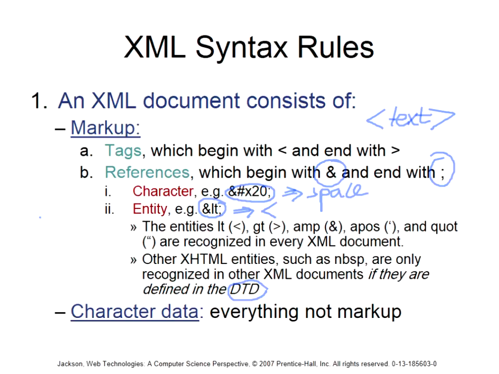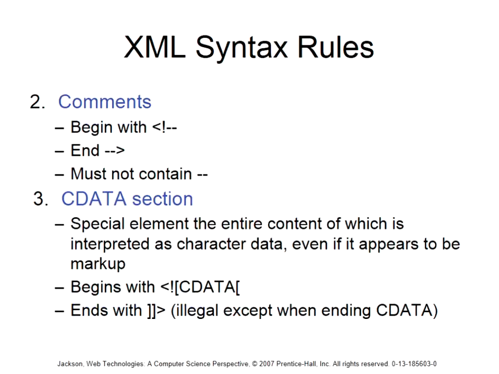So for the first rule, keep in mind that an XML document consists of two things, markup and character data. And for markup, we can find tags or references. A reference can be represented as a character or as an entity. Is it clear? The first rule is clear? Good. Let's move now to the second one, comments.